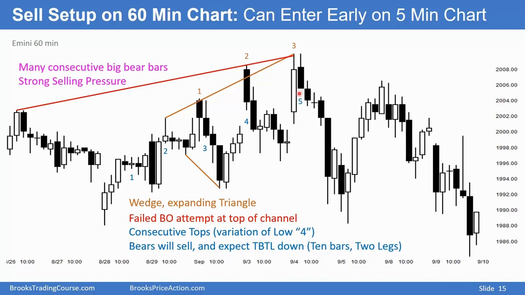Bears will sell, expecting at least a couple legs down. 1, pull back, 2. They sell just below the low of that bar.